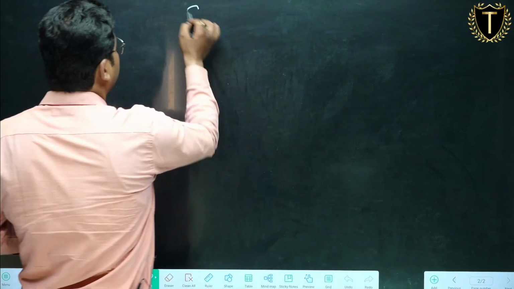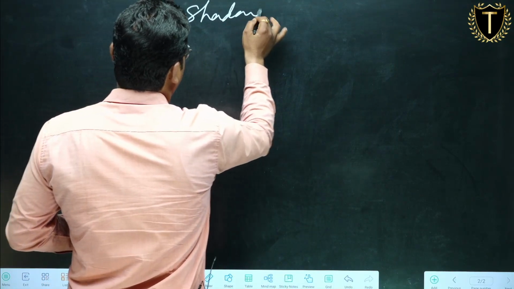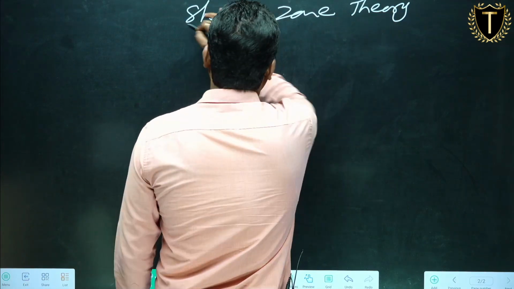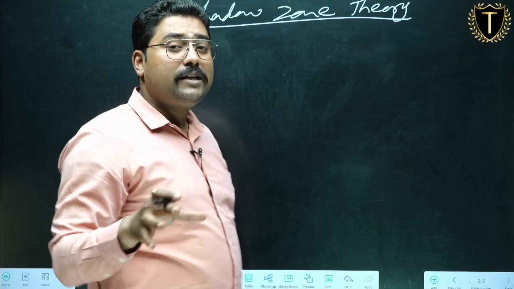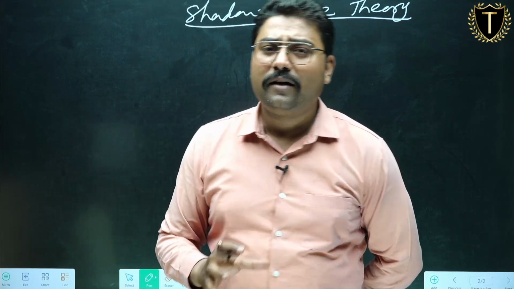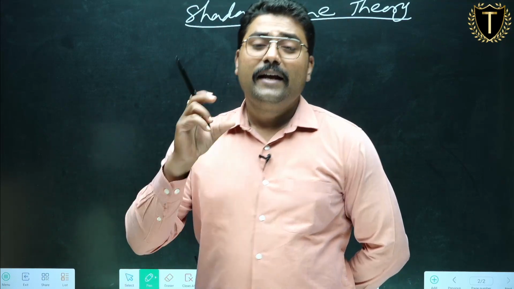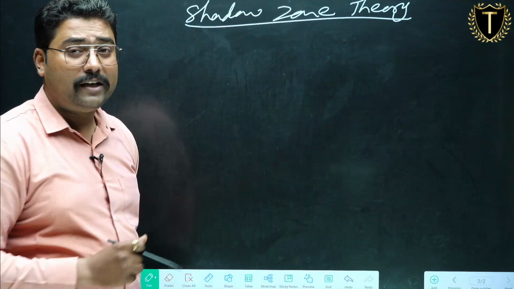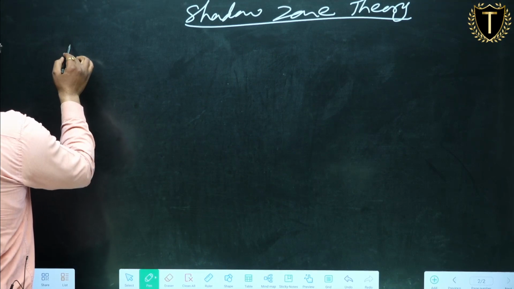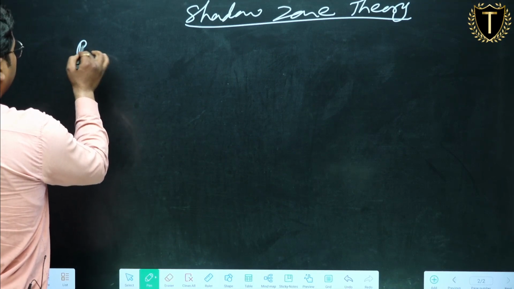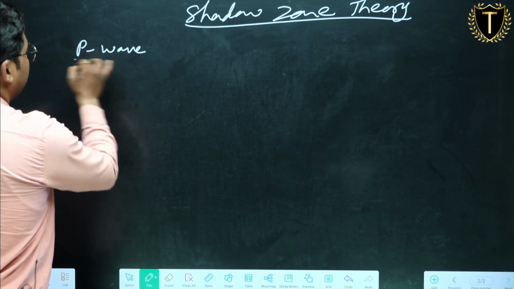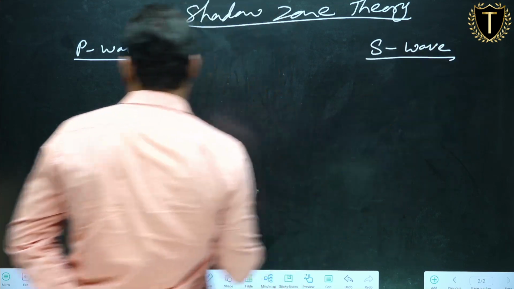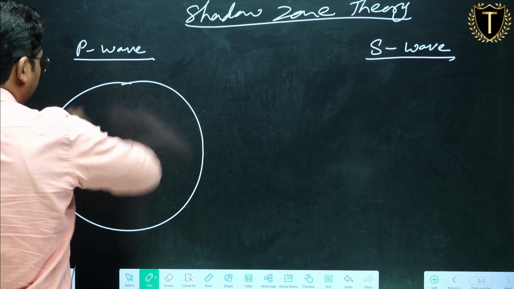Means a new theory has come, and shadow zone theory hence proves that the matter between 2900 to 5300 kilometer inside the Earth's interior is present in liquid state only. And in shadow zone theory, there are two types of shadow zone, that is the P wave shadow zone and S wave shadow zone. Let's see what they say.